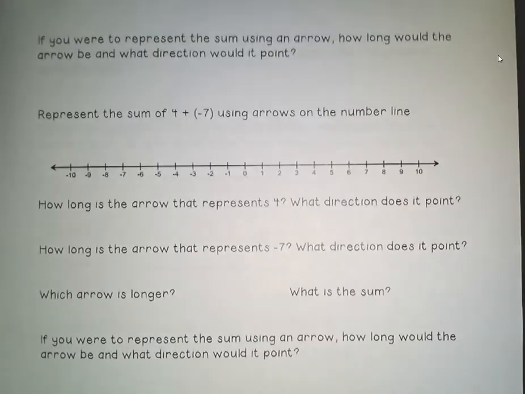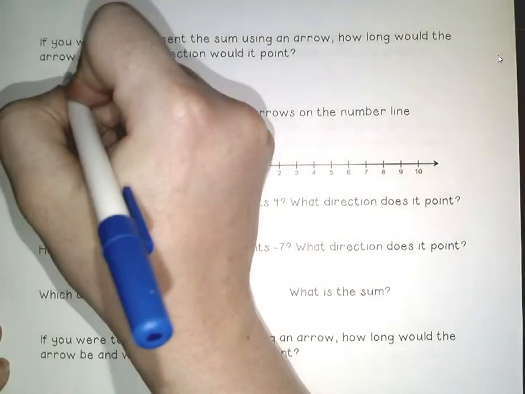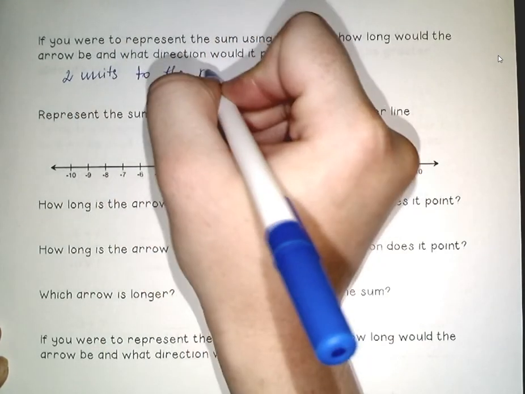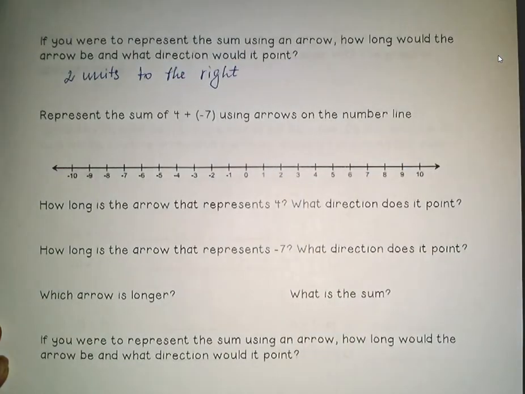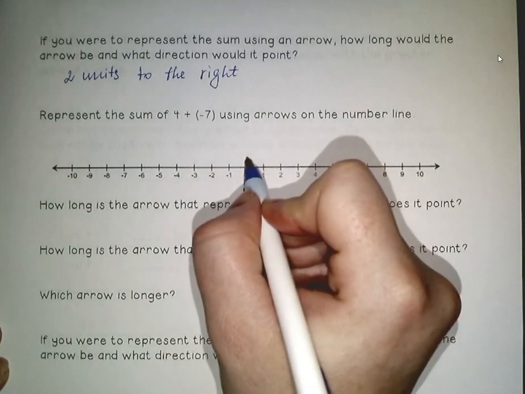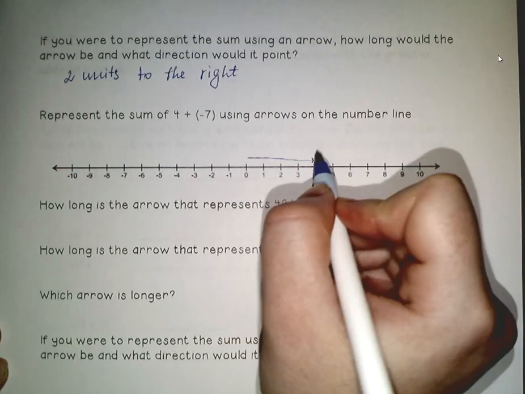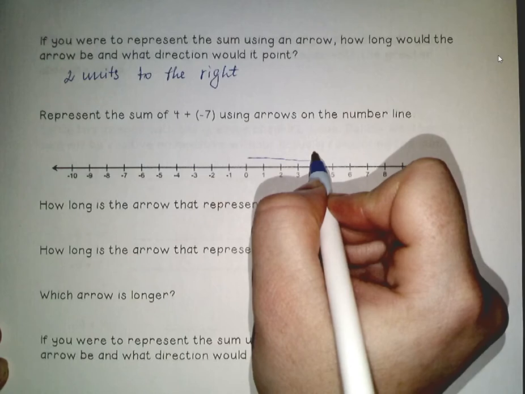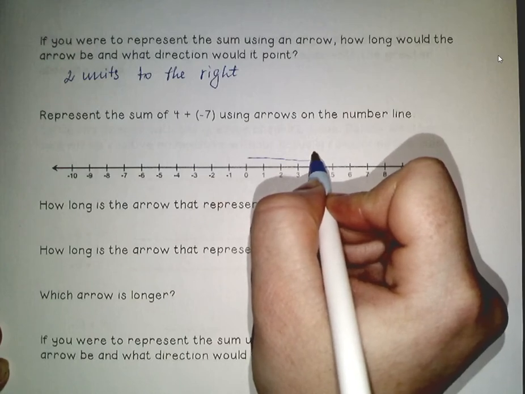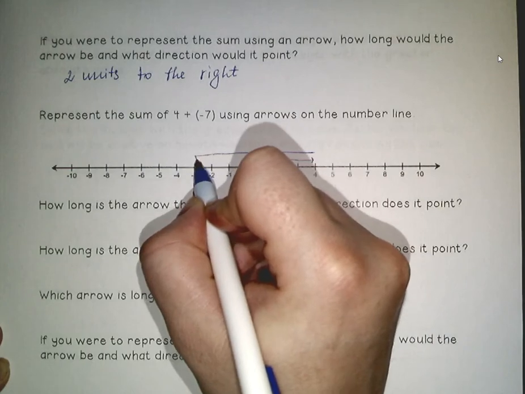If you were to represent the sum using the arrow, how long would the arrow be and what direction would it point? Since the sum is 2, it will be 2 units long, pointing to the right. Represent the sum of 4 and negative 7 using arrows on the number line. So I start at 0, go to the 4, and then stop at 4, start at 4, go 7 units to the left because 7 is a negative number, and I will stop at negative 3.